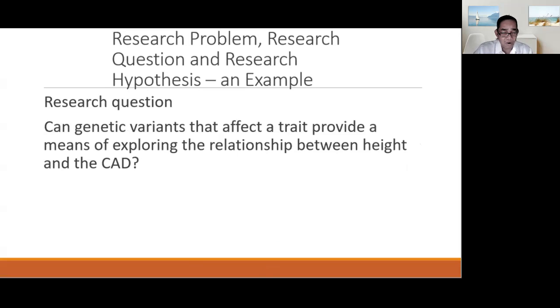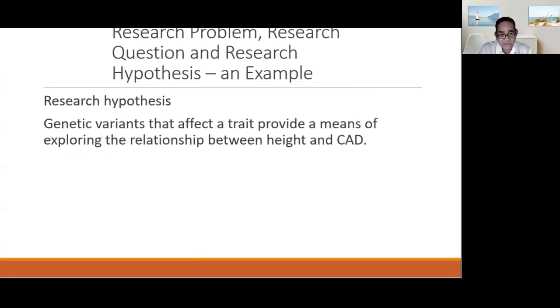As we said a while ago, the research question is an attempt to solve a research problem, so that answers to the research question will help solve the research problem. And so we ask, can genetic variants that affect a trait provide a means of exploring the relationship between height and CAD? So if you are able to answer that question, then you will be able to know the answer to the problem that we have stated a while ago.